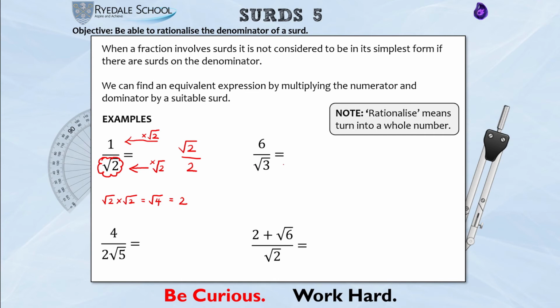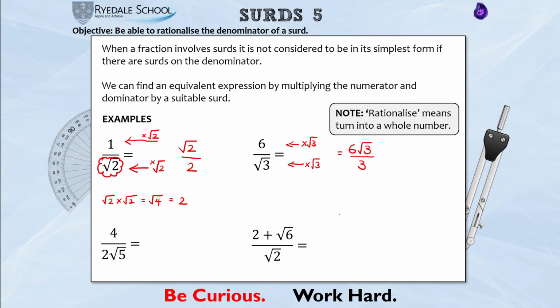Let's look at our next example. 6 over root 3. What do you think we need to multiply this one by? We multiply by the square root of 3. Because the square root of 3 times the square root of 3 is just 3. The numerator is 6 times the square root of 3. So that is 6 root 3.